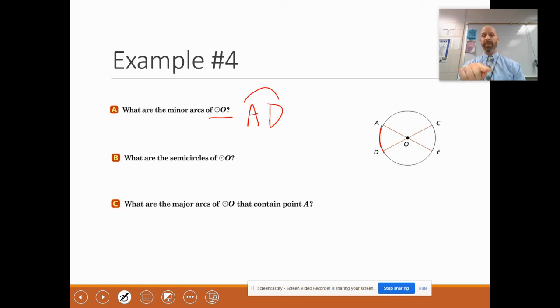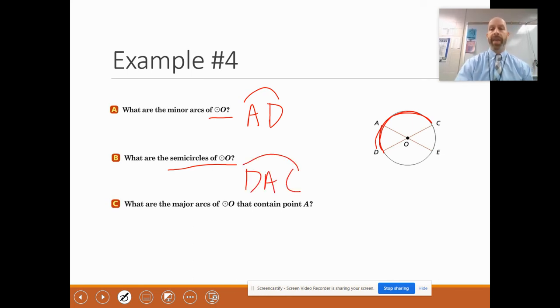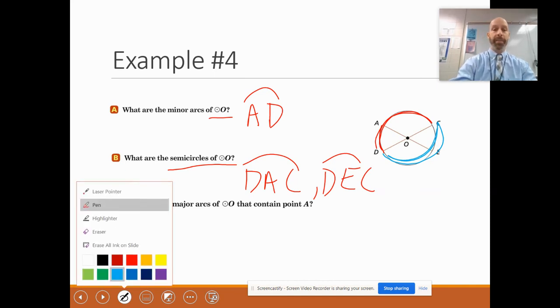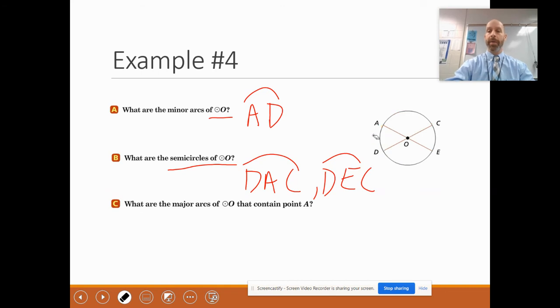Remember, a semicircle, in fact, let's just go ahead and do a semicircle right now. What are the semicircles for circle O? One of the semicircles would be this right here, and we would call this DAC. That is a semicircle because it is half of a circle. Now, the reason I put the A is I wanted to differentiate that from the arc DEC. Arc DEC is this semicircle over here on this side. So those are different semicircles. And by the way, there are others. I'm not going to give you all of them right now.